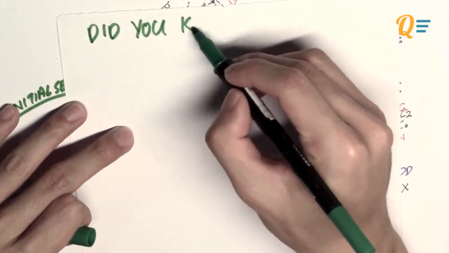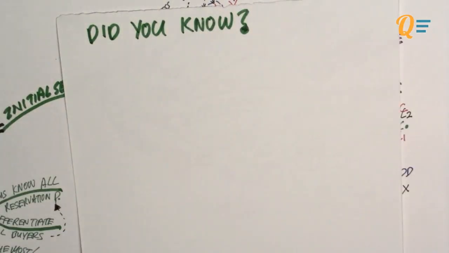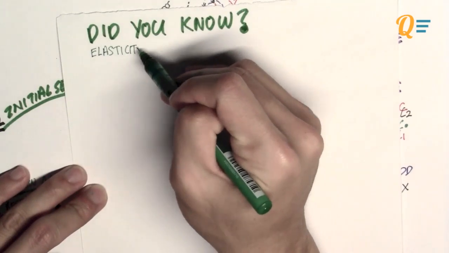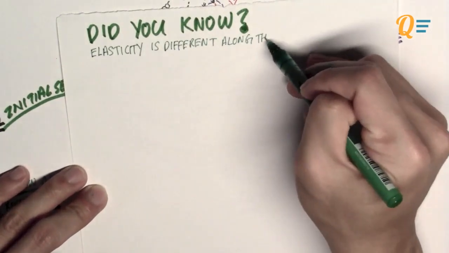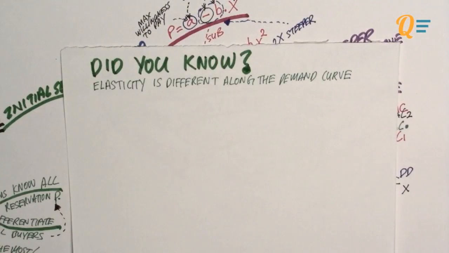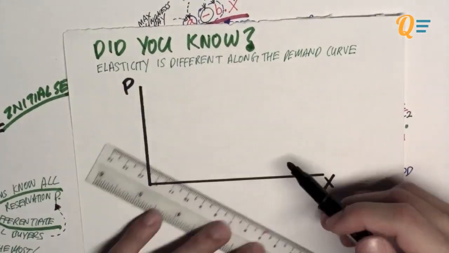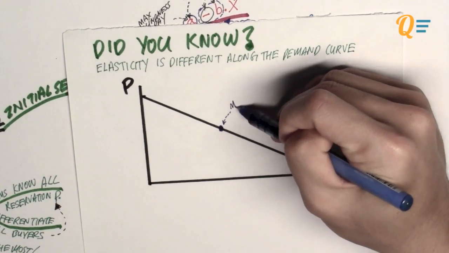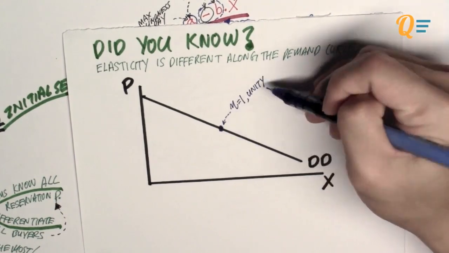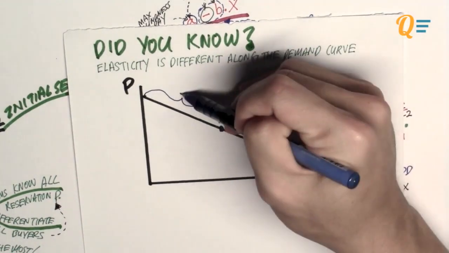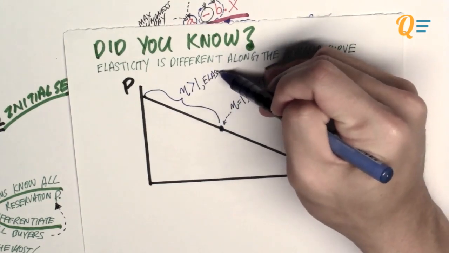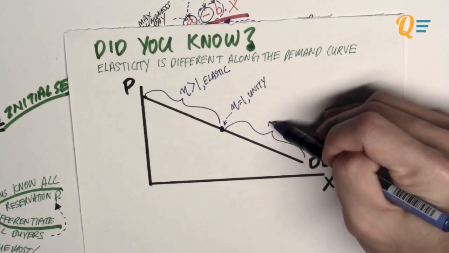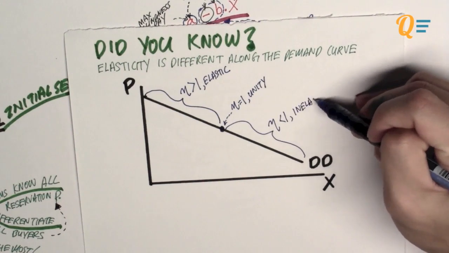Now, just a little bit of extra material. Did you know that the price elasticity of demand is actually different along the demand curve? What I'm saying is that if you look at this demand curve over here, there's going to be one point where the price elasticity of demand is going to be equal to 1, or what we call unity. And you have the portion on the left, which is elastic. And then you're going to have the portion on the right, which is inelastic.